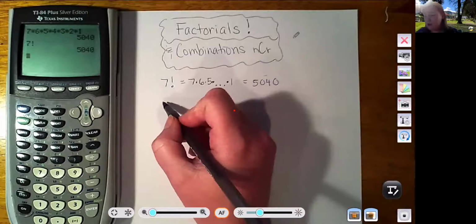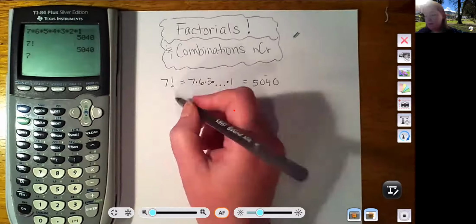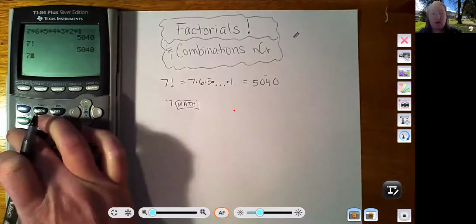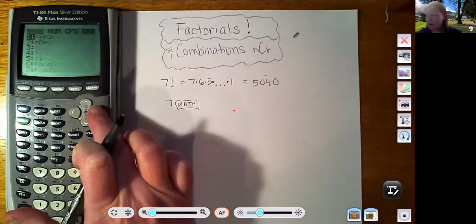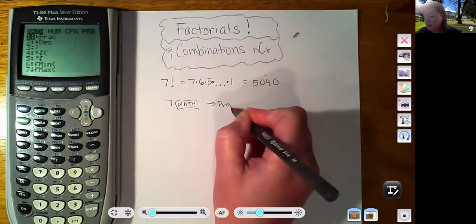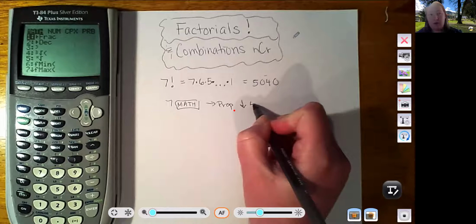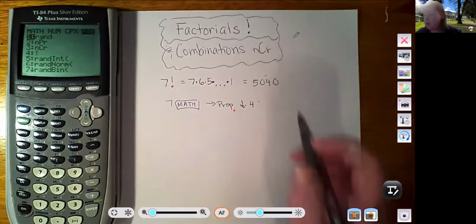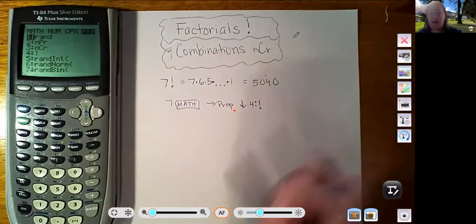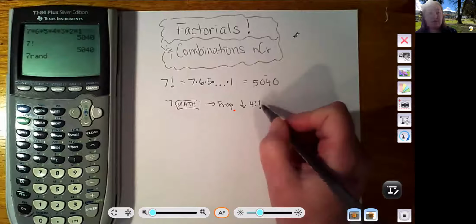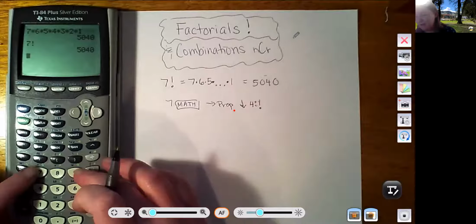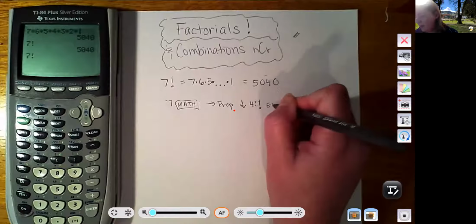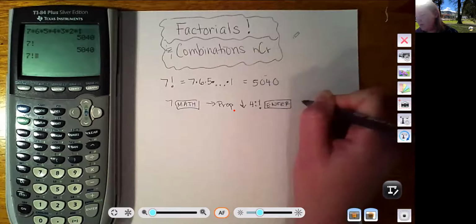So again, the directions were: type in your number, then hit Math, then scroll over to Probability, and then scroll down to option 4, which is the factorial. Then hit Enter to select it, and then Enter again to evaluate.